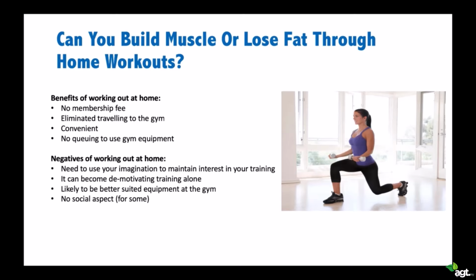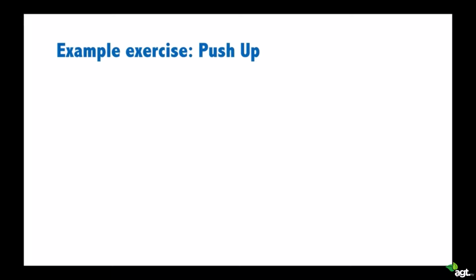And 4, there's no social aspect. And I put for some in brackets because some like to be by themselves and get through their workout as quick as possible, whereas others like to take their time and speak to people, have the social aspect like being at a gym. So that might be a negative of working at home for someone like that.